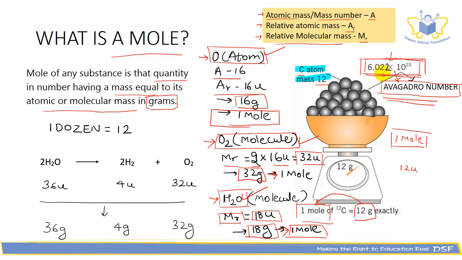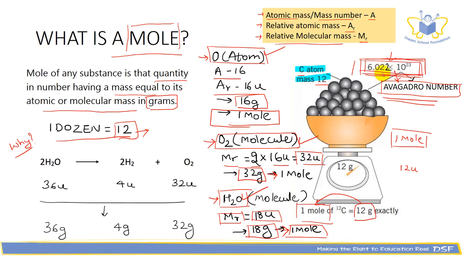Now let us look at why we needed a unit like the mole. When I say 1 dozen of something, I mean 12 of it, right? If I say 1 dozen eggs, I just mean 12 eggs. Just like that, mole is a unit which represents 6.022 into 10 power 23 of something. That's about it.